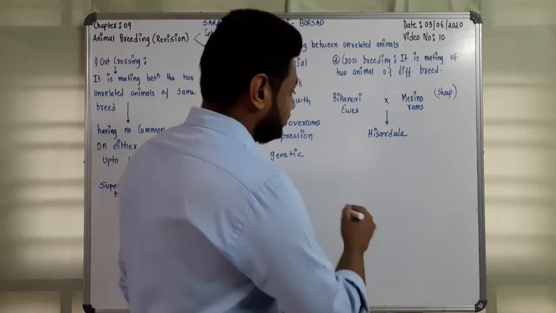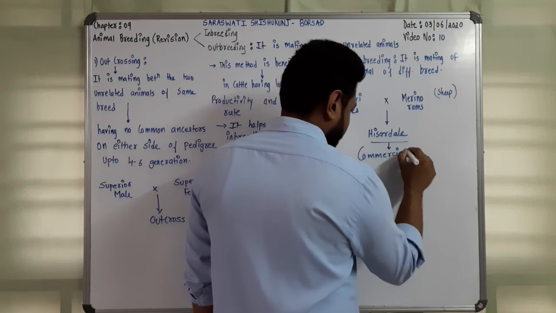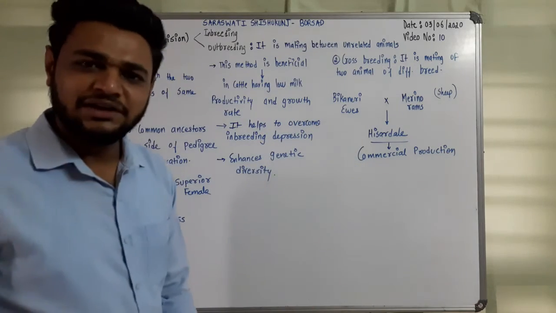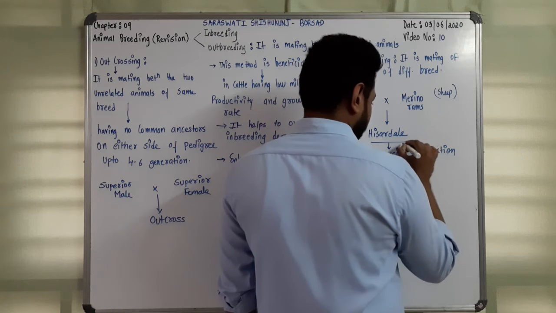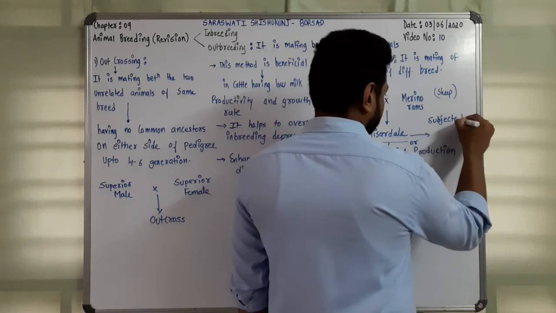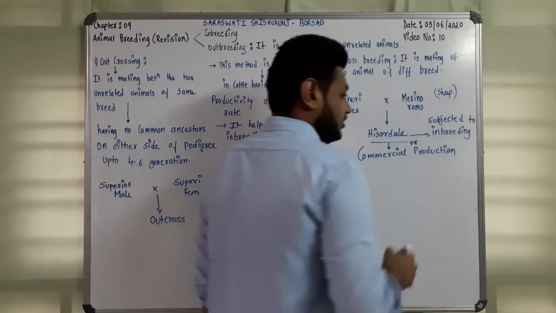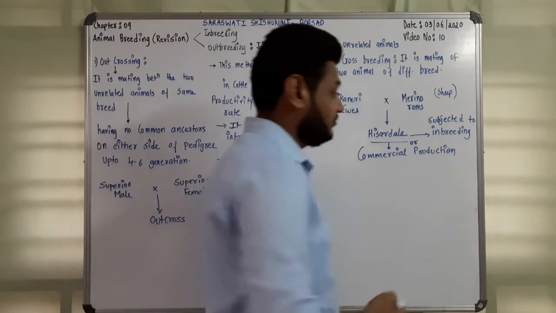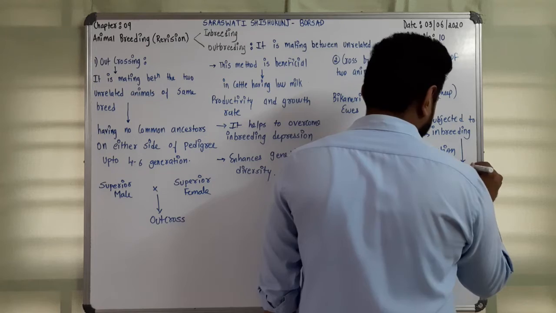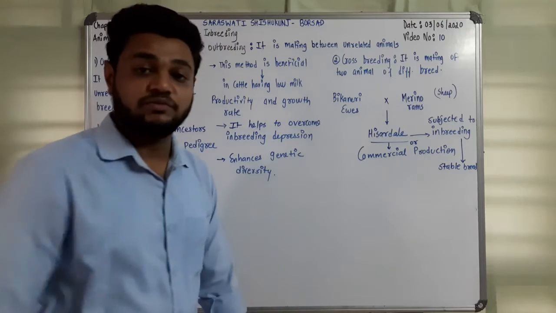Now what can we do? This can be directly used for commercial production, or it can be subjected to inbreeding. Why inbreeding? The reason is, if we subject it to inbreeding, then we will get a stable new breed, that is pure lines. Students, this is the benefit of crossbreeding.